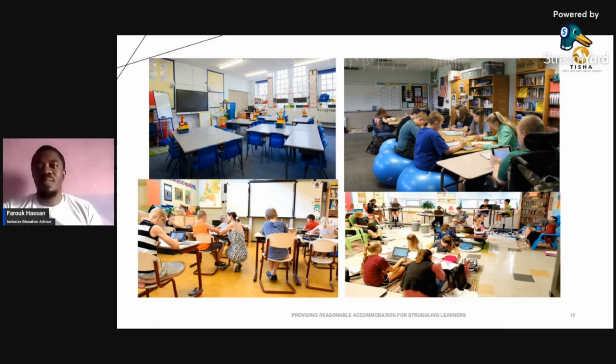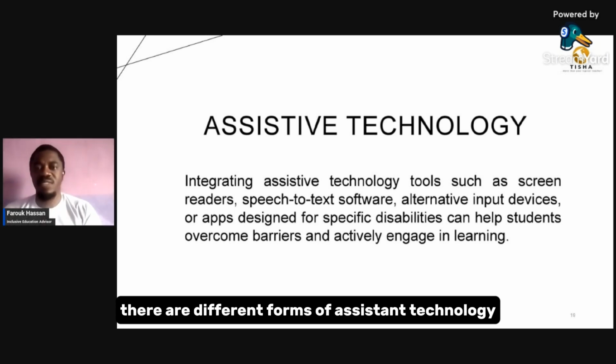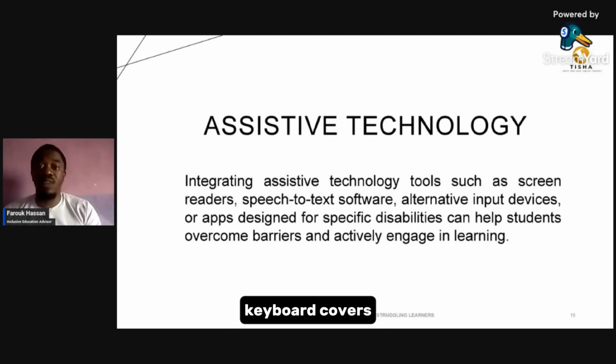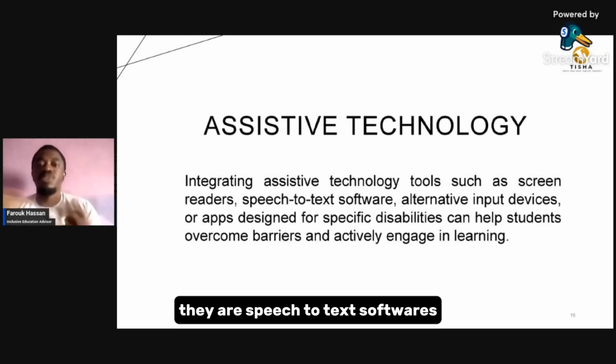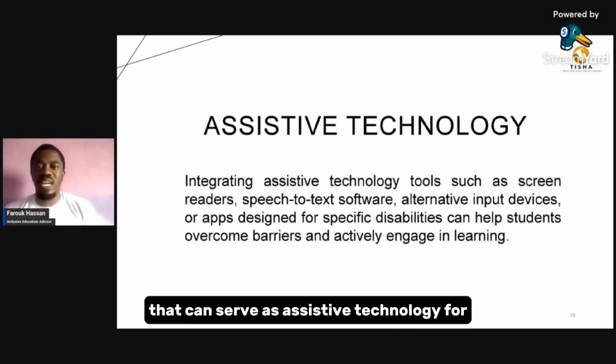All right. Assistive technology. Now, this is straightforward as well. There are different forms of assistive technology. There are screen readers, there are braille displays, there are hearing aids, there are braille keyboards, there are also braille keyboard covers. There are different forms. There are speech to text softwares. There are various forms, there are various apps as well that can serve as assistive technology for your students.